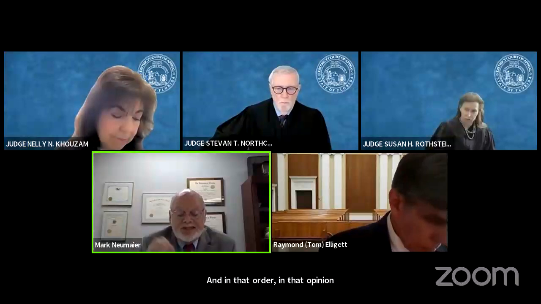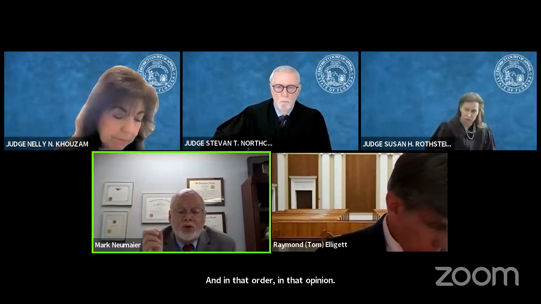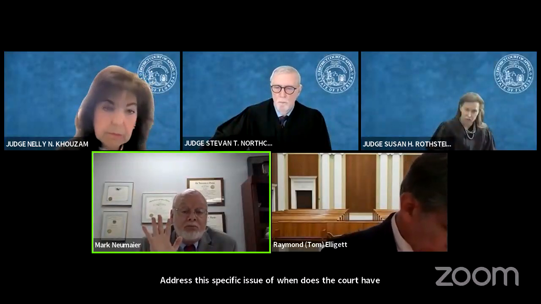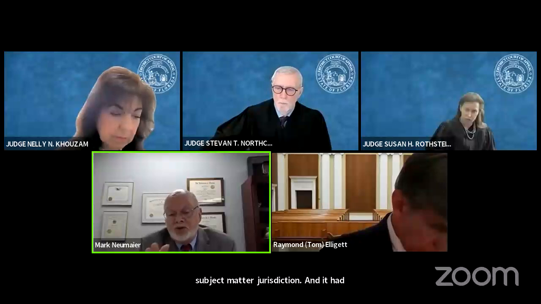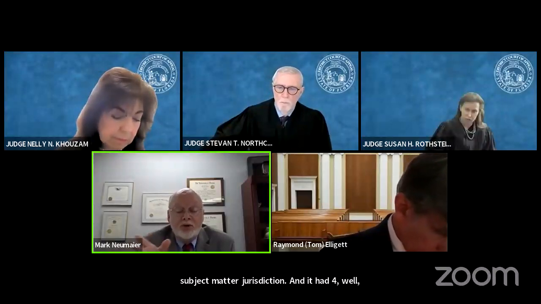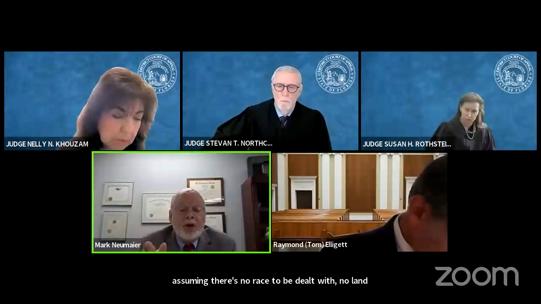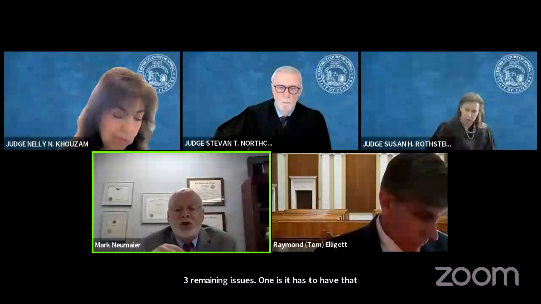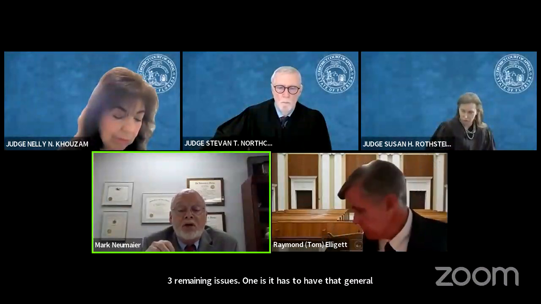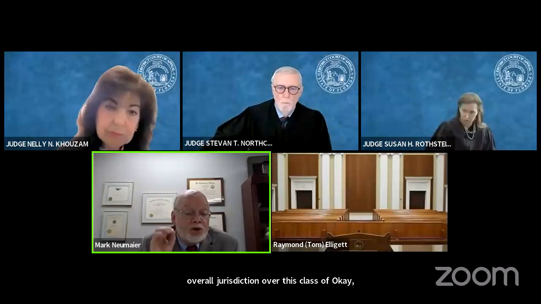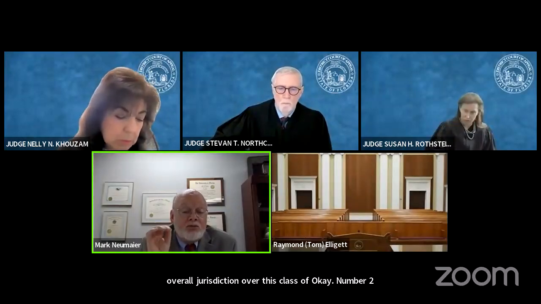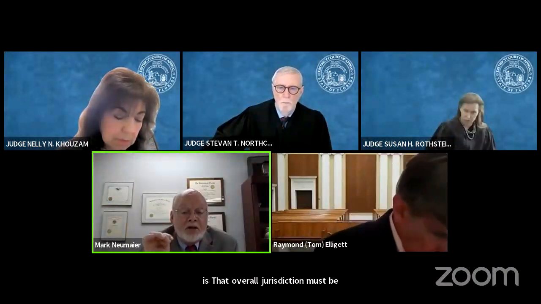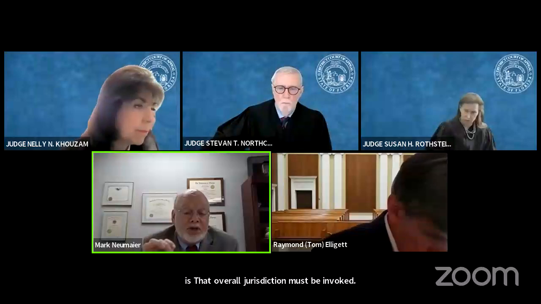In that opinion, it addressed this specific issue of when does the court have subject matter jurisdiction. And it had, assuming there's no res to be dealt with, no land or whatever, three remaining issues. One is it has to have that general overall jurisdiction over this class of cases. Number two is that overall jurisdiction must be invoked by the filing of an appropriate pleading.